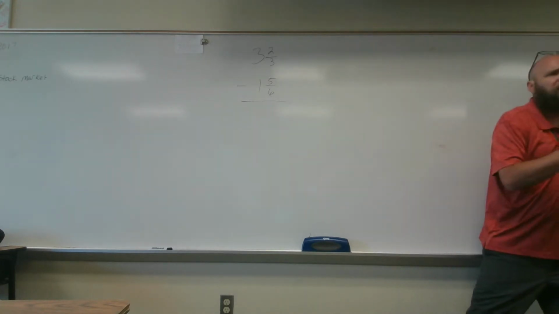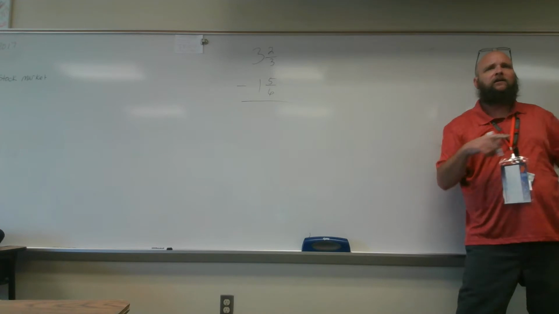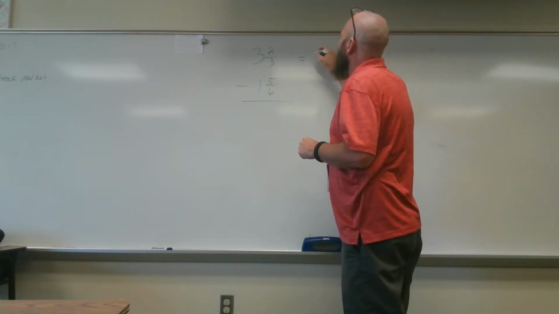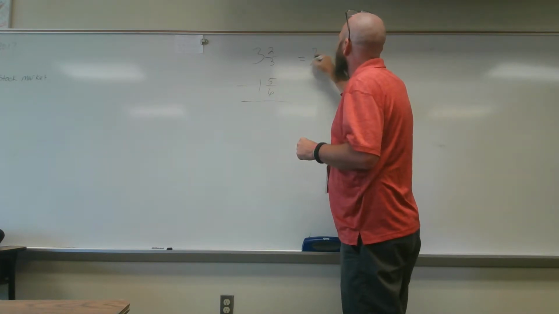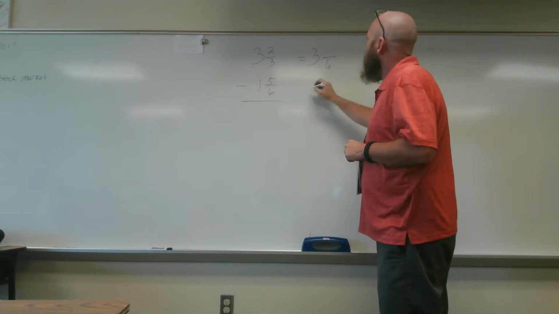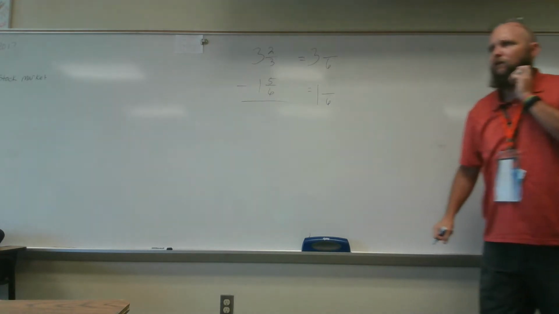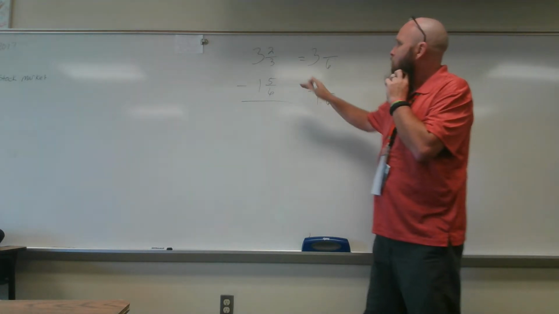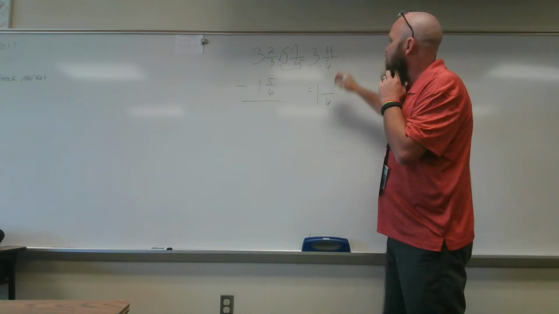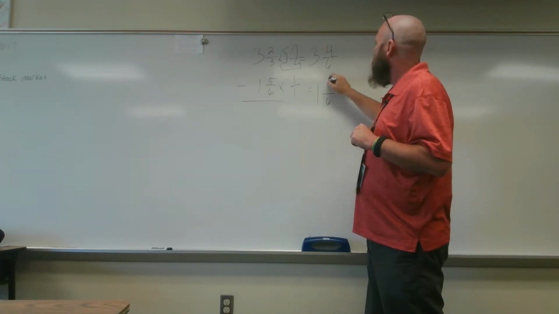Who have I not called on yet? Taylor! What is my common denominator for 3 and 6? 6, good. So I need to change these so they're both over 6. What do I multiply by here? 2, so that's 4/6. What do I multiply by here? 1, so that's 5/6.